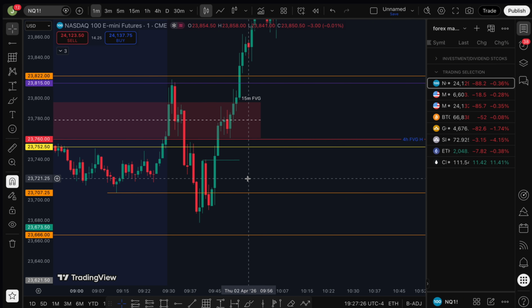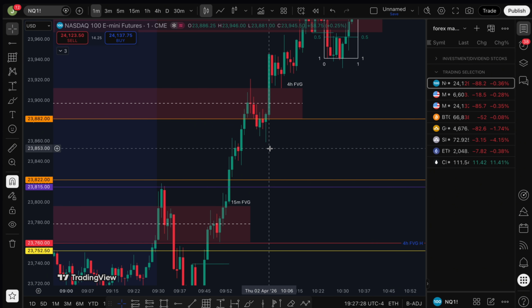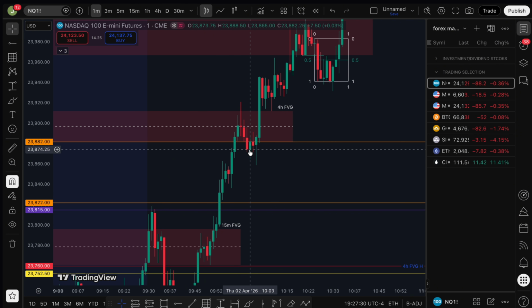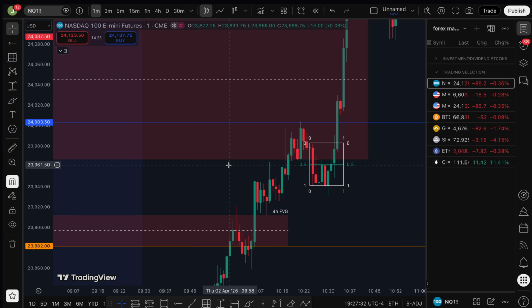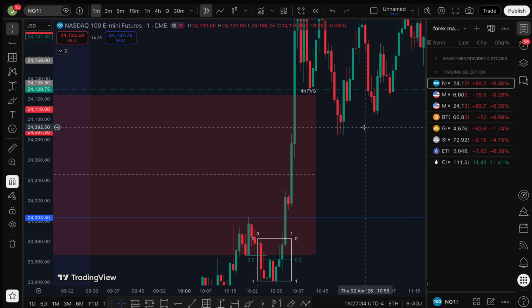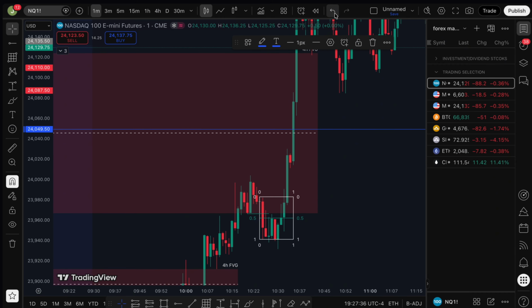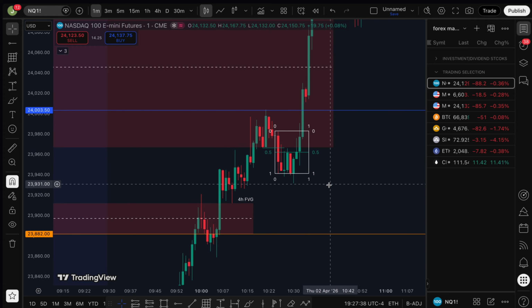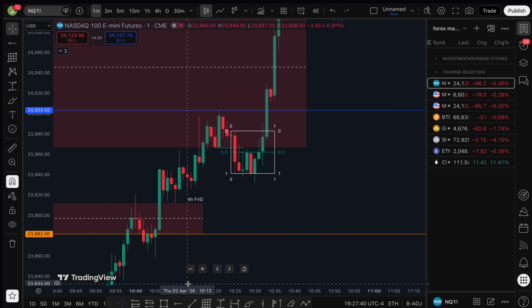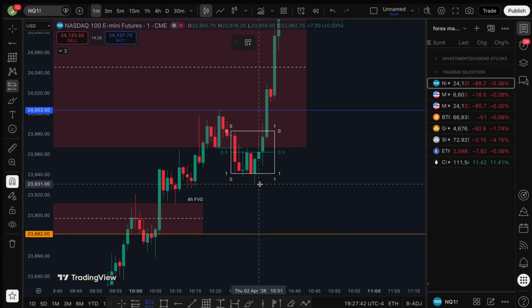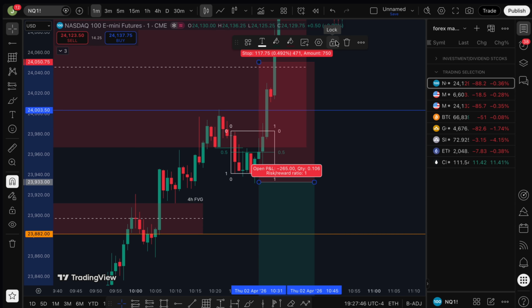So it just went up and up and up. You can see it hit this 4 hour gap, and then it hit this other major 4 hour gap right here, where I took the trade. Now let's review this trade real quick. This trade happened right here. I took a short, somewhere around here.